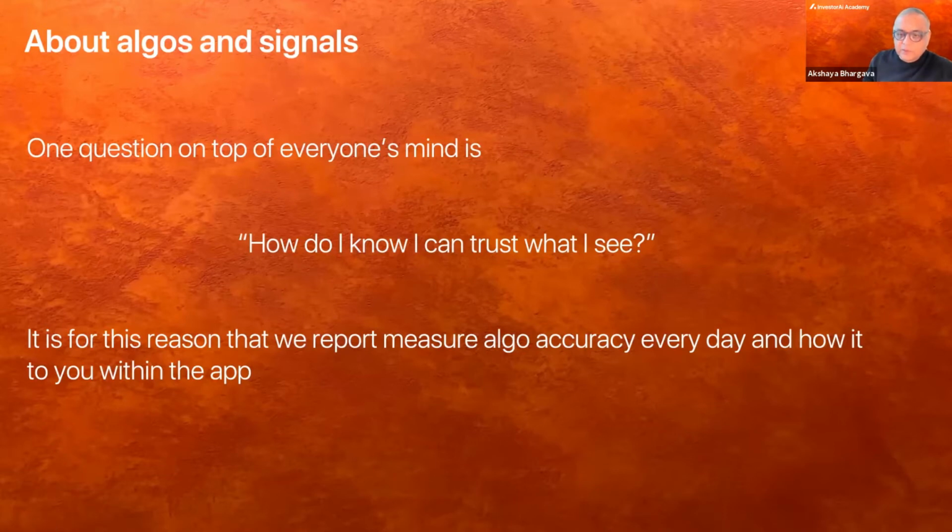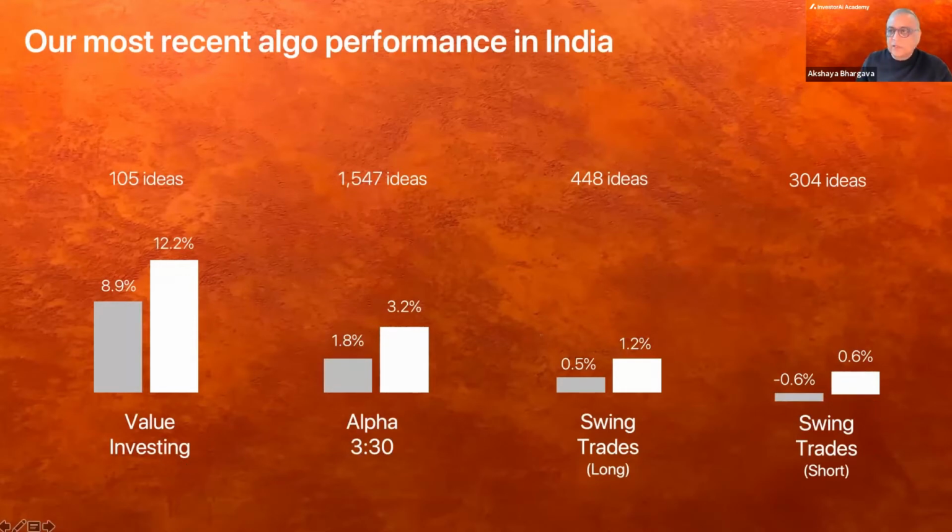The second element is performance, and let me just show you performance. Here I've taken each of the important algos that we are talking about. Look at value investing. Sorry, apologies, I got muted somehow. Value investing in the last 90 days has generated 105 ideas. If you had bought every single one without questioning, kept it for 90 days and sold after 90 days, just a very dumb sort of activity, you would have made 12.2% in 3 months. Multiply by 4, and you made nearly 50%, whereas the market would have gone up 8.9% in the same period, which is about 36%. So you would have happily beaten the market. So this is performing well.